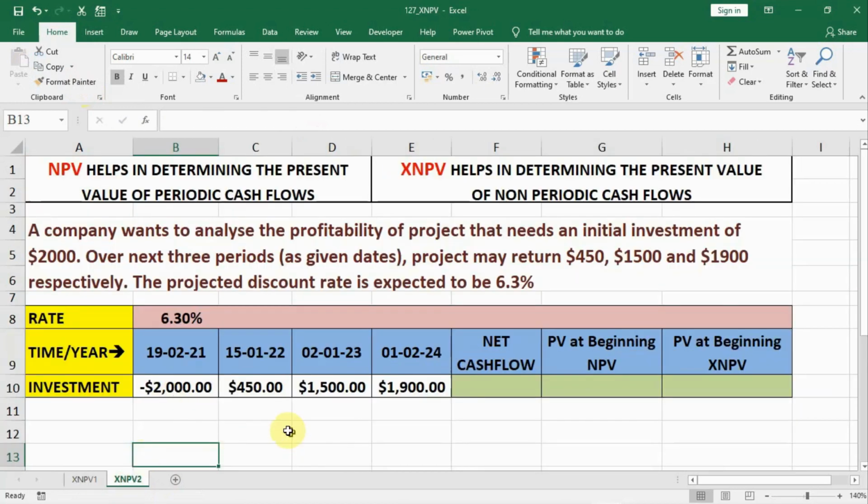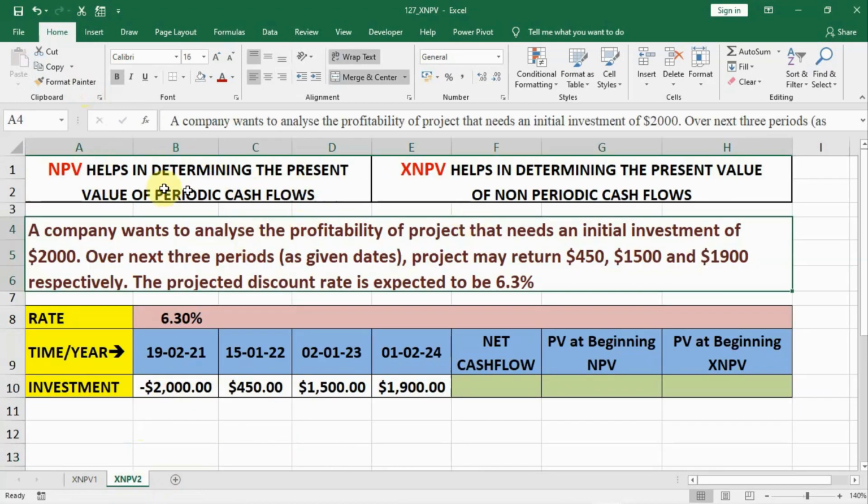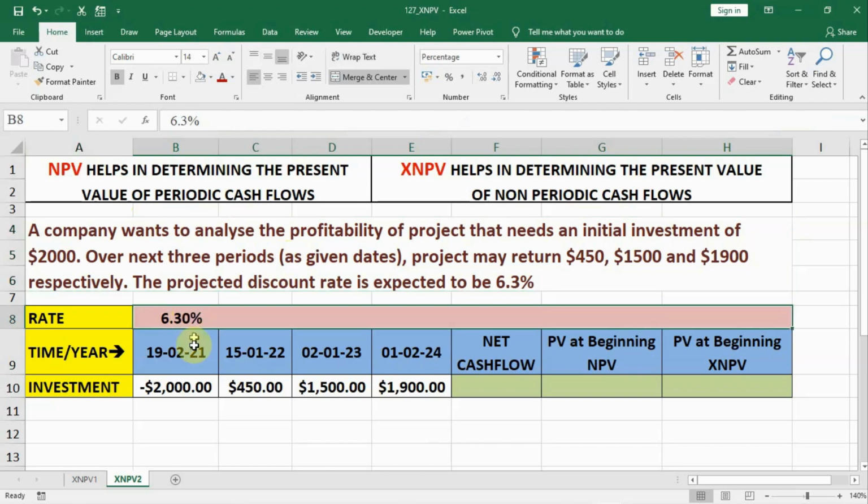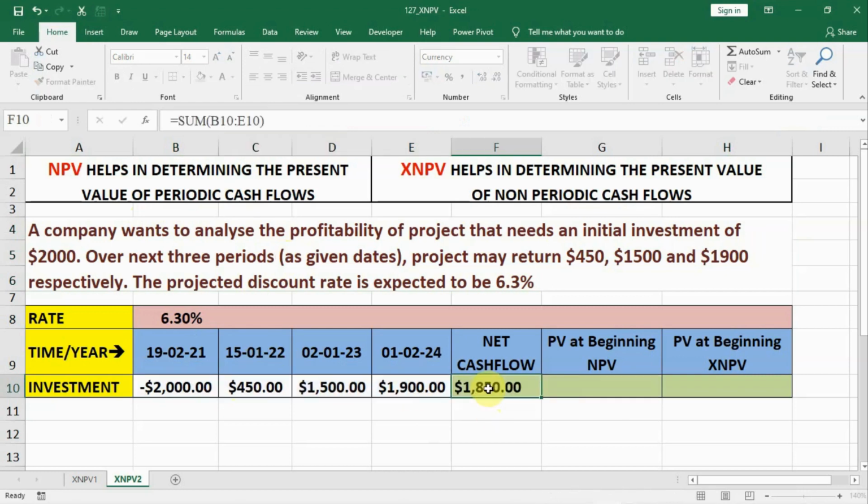Let us have another application of this. Again, we have explained here that NPV gives the value of cash flow on a periodic basis, whereas XNPV helps in determining the present value on a non-periodic, non-regular basis. Here the rate is 6.3%, and there are 4 investments, where in the first we have to put in the money, and then there is a cash flow in the next 3 intervals, which are irregular intervals. So our net cash flow is, we press Alt plus equal to, twice, that is a shortcut, and it shows that the yield is around 1850.